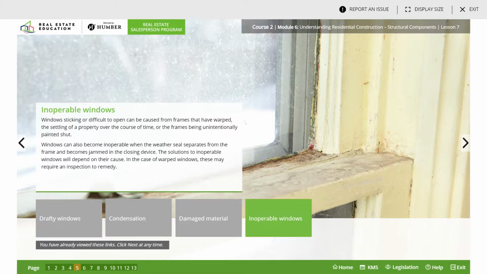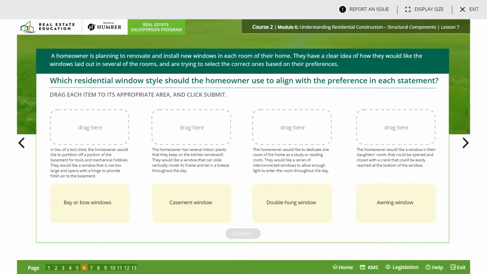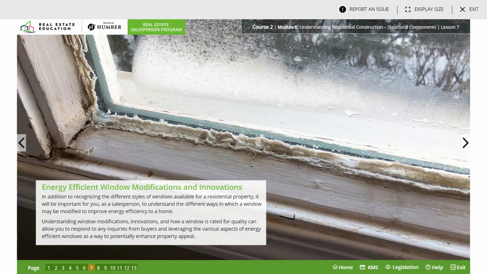Inoperable windows. Windows sticking or difficult to open can be caused by frames that have warped, the settling of a property over the course of time, or the frame having been unintentionally painted shut.